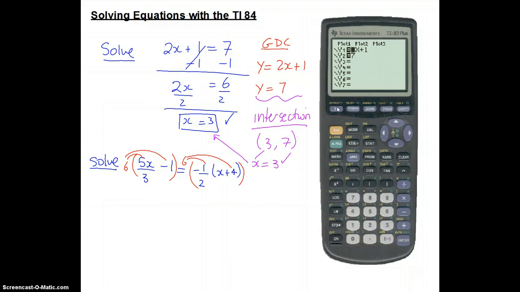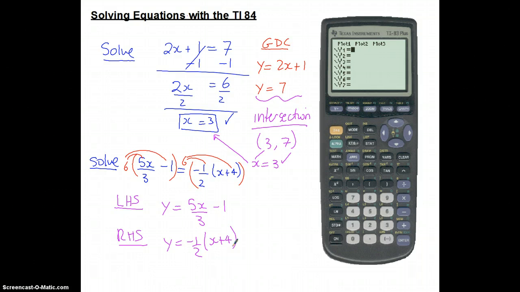So I'm going to go back to my y equals menu. Clear that one, clear that one. I'm going to break this up into 2 equations again. I'm going to look at my left-hand side here, and I'm going to graph y equals 5x over 3 minus 1. And my right-hand side here, I'm going to graph y equals negative a half x plus 4. Okay, so let's go and enter those into the calculator.